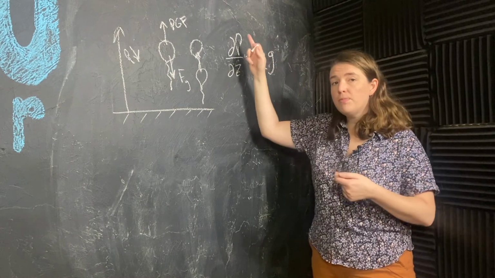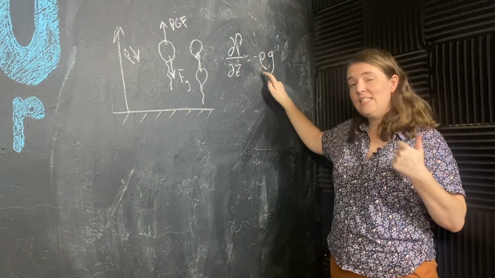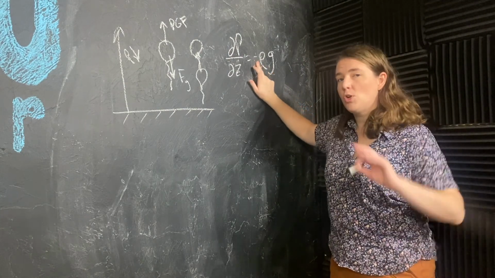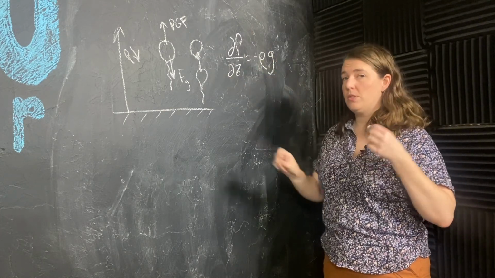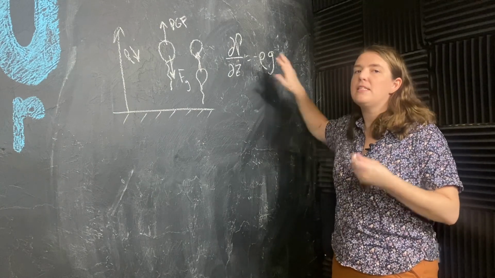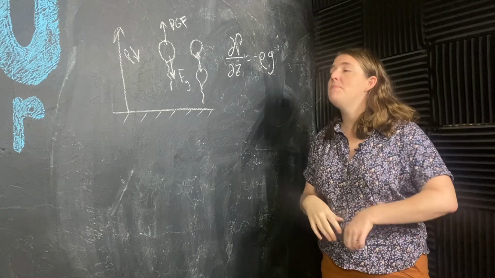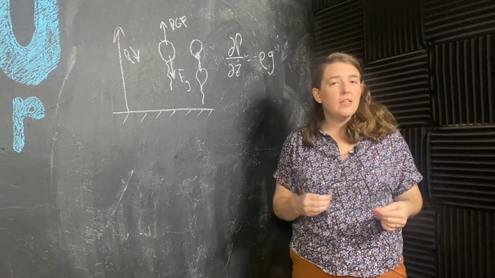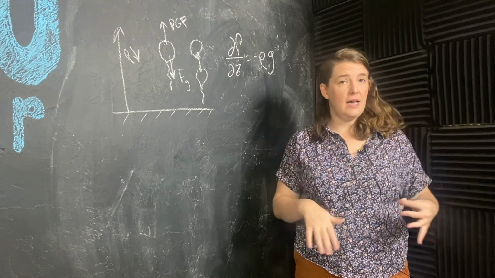The change in pressure with respect to height is equal to negative density of the air times gravity. This negative corrects for the fact that as height goes up, pressure goes down. For anyone in the audience who has had calculus, yes, this is the partial derivative of pressure with respect to height. But if you haven't had calculus, don't worry about that too much. The concept is change in pressure with respect to a change in height.